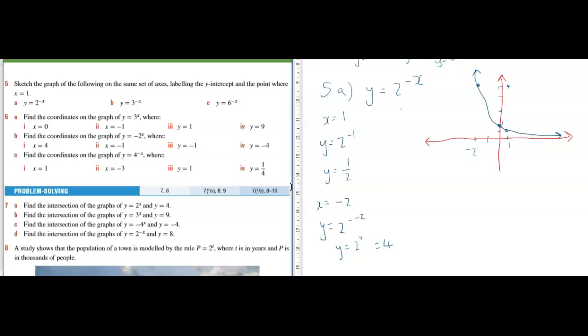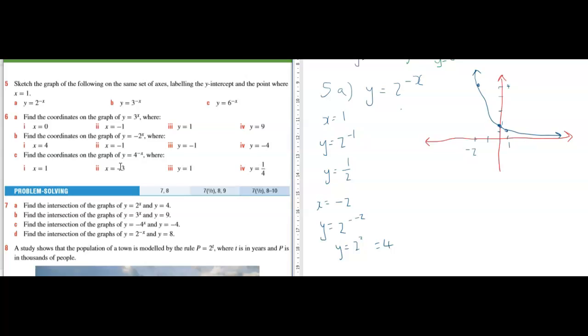Same method. If you take your time, but if you just know what the family of exponential equations looks like, you would know when you've got a negative power, it looks like this, so it's reflected along the y-axis. But if it was a negative base, then it's reflected on the x-axis.